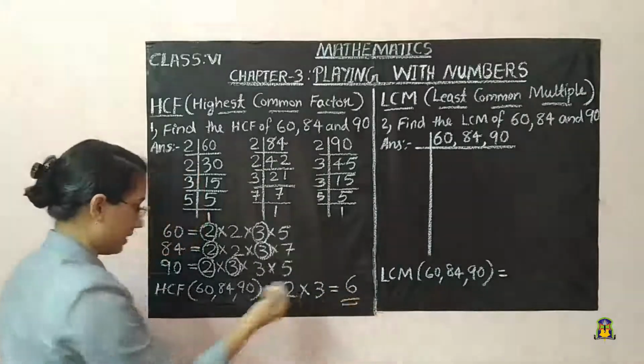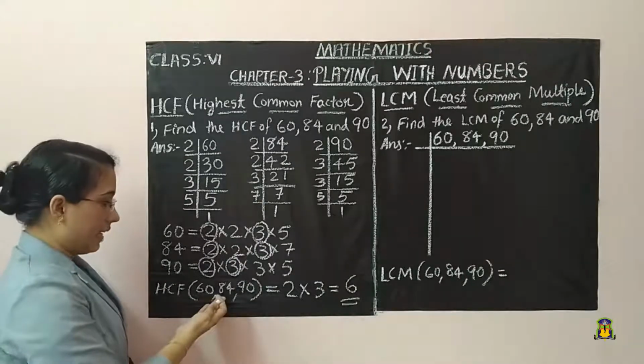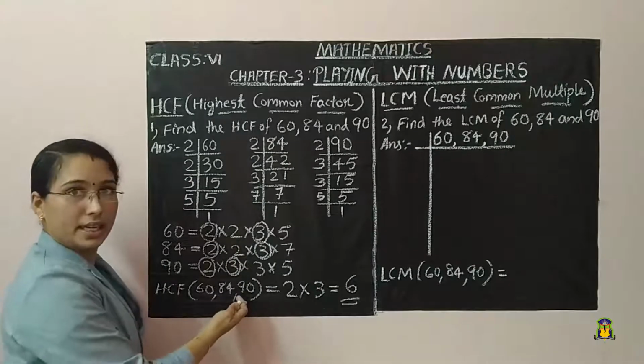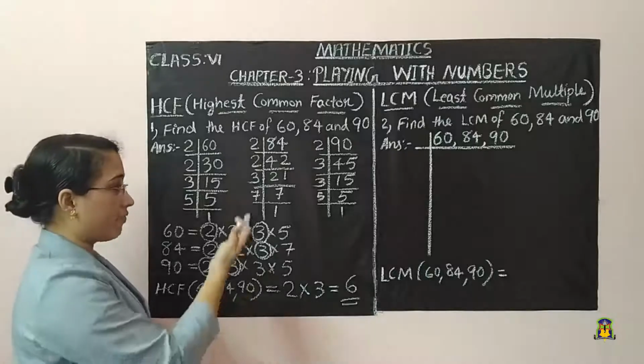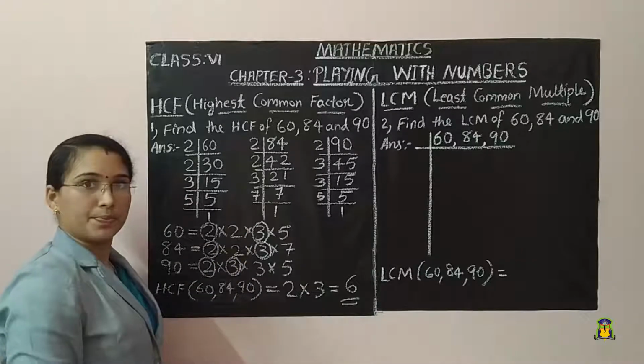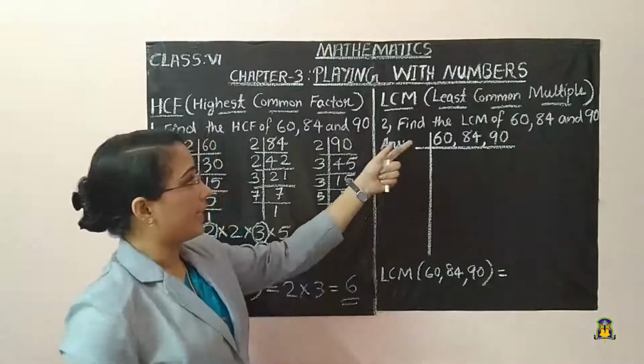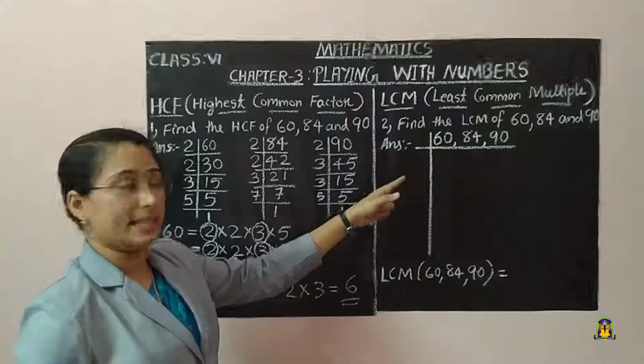So 6 is the highest common factor of 60, 84 and 90. This way we can find the highest common factor of the given numbers. Then next we can move to LCM. Here I have taken the same numbers for finding the LCM also.